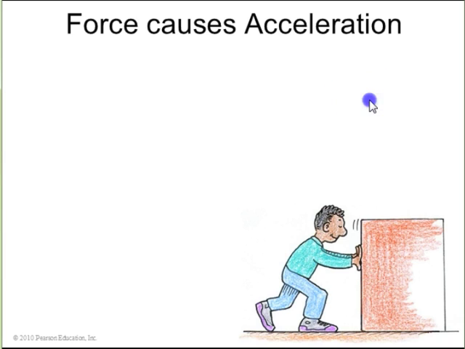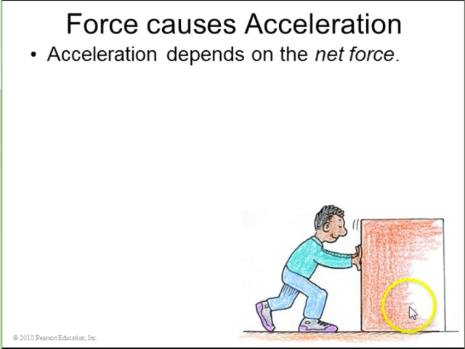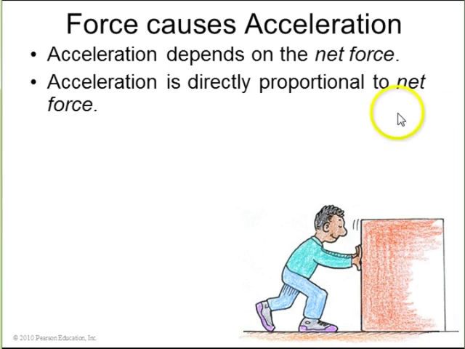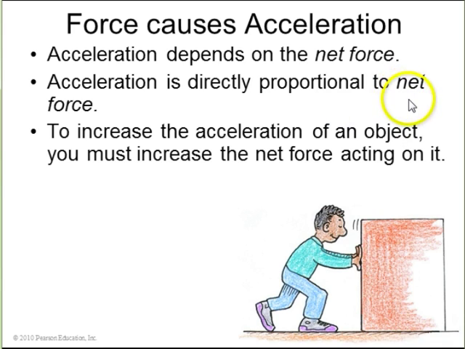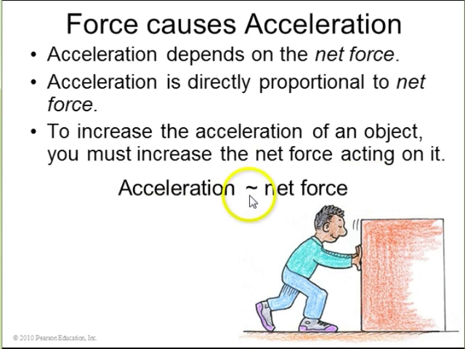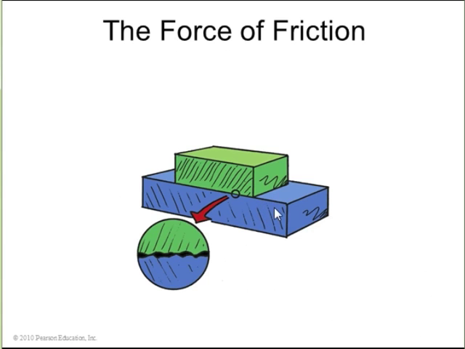So force causes acceleration. Here's a guy pushing on a crate and it could speed up. The acceleration depends on the net force, which is the sum of all the forces acting on an object, and acceleration is directly proportional to the net force. If you want to increase the acceleration of an object, you must increase the net force acting on it. You can put a little squiggly line for acceleration is proportional to net force.